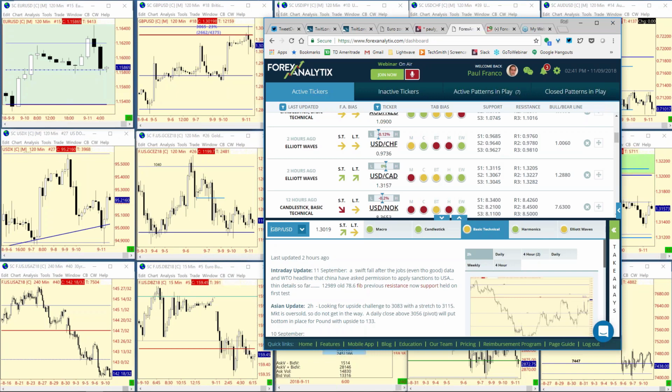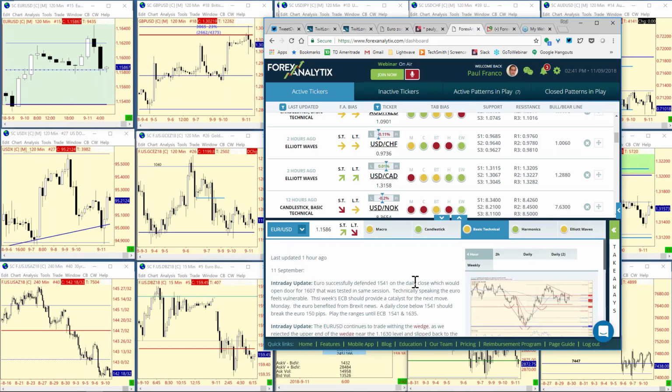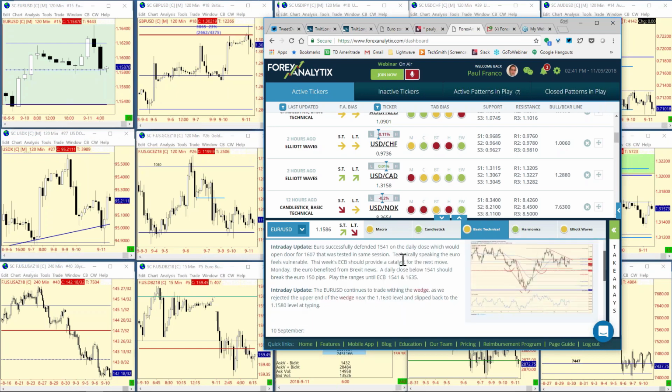We're going to move into the euro. We talked about the cable. Here's mine for yesterday, or actually in the Asian session, which was for the euro. We talked about the 1541. Remember how we talked about how important that was, and how important it was to get that daily close above 1541. Coming into the European session, I put here, until this ECB play, the ranges 1541 and 1635.